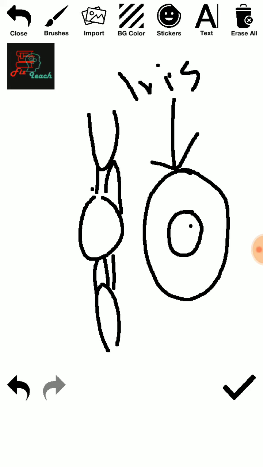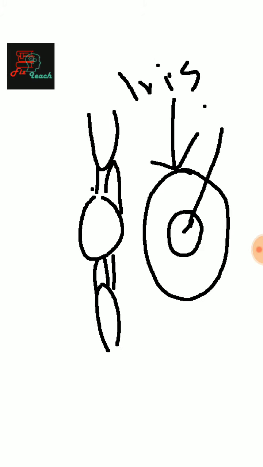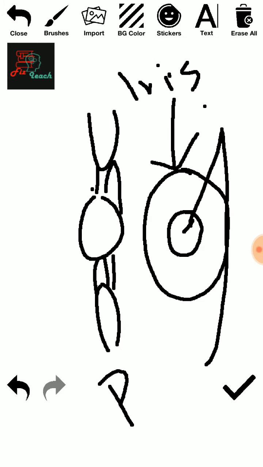Effects of sandstorm. Now, sorry. Coming back to it, it's the iris. And over here, this hollow thing is called the pupil.